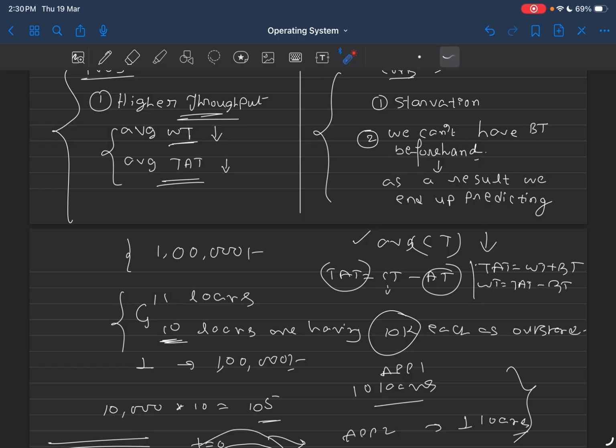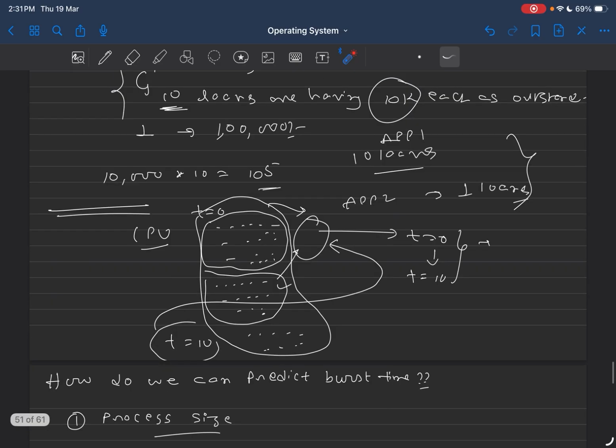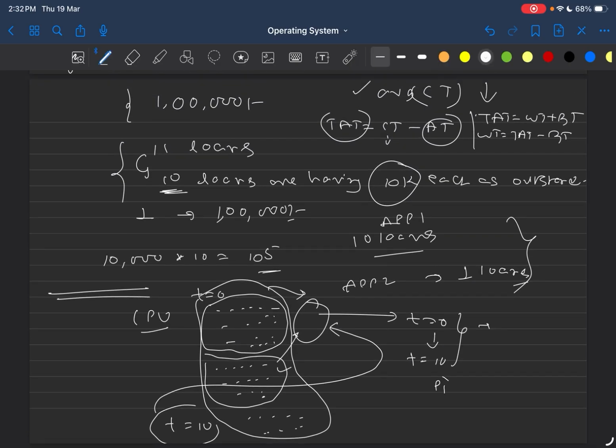And what is that? We cannot have the burst time of any process beforehand. And why so? Let me try to explain. Let's say process P1 is there. When this process P1 is created, it does not know what burst time P1 will be taking. In 5 units of time P1 will be completing, or 10 units of time? P1 doesn't know all these things.